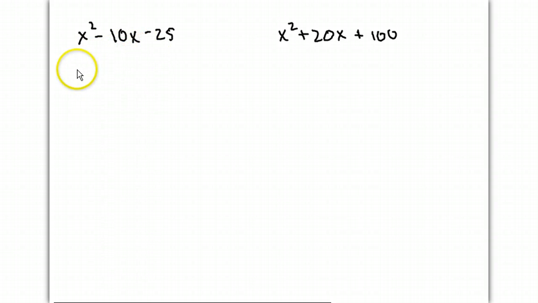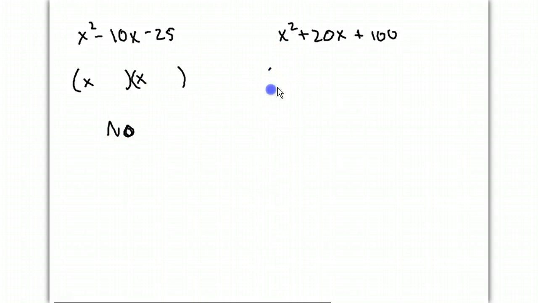So factoring this, you know you're going to have two parentheses. So what you need is two numbers that multiply to give you negative 25 and add to give you negative 10. Well, negative 25 is negative 5 times positive 5, or negative 25 times 1. So neither negative 5 times positive 5, nor negative 25 times positive 1, will add to give you negative 10. So the answer is no, it's not a perfect square. It doesn't even factor nicely.